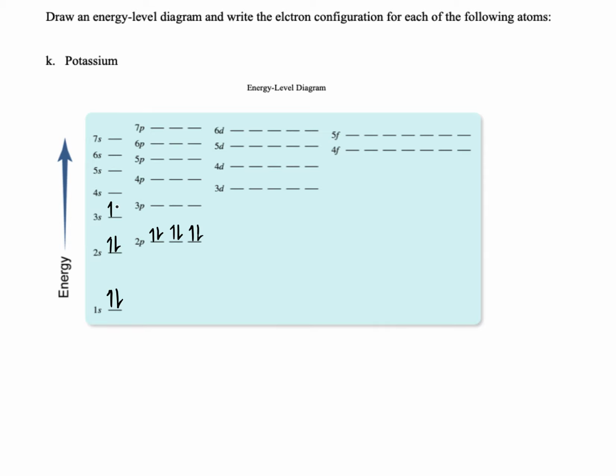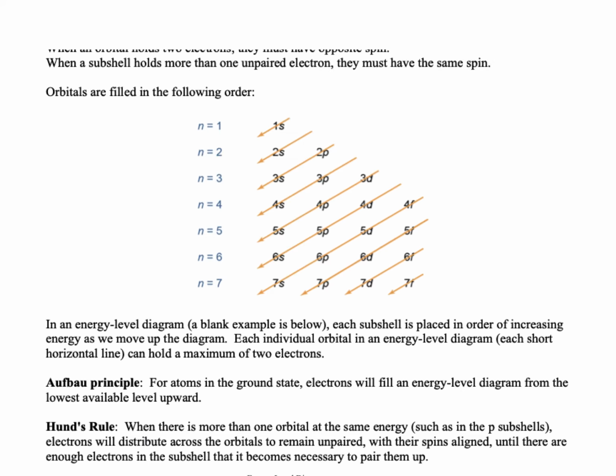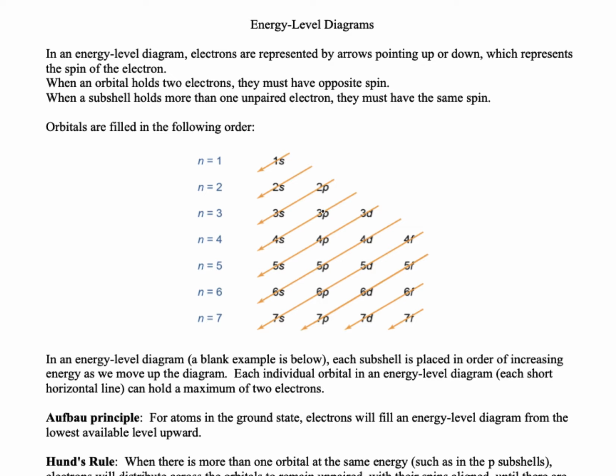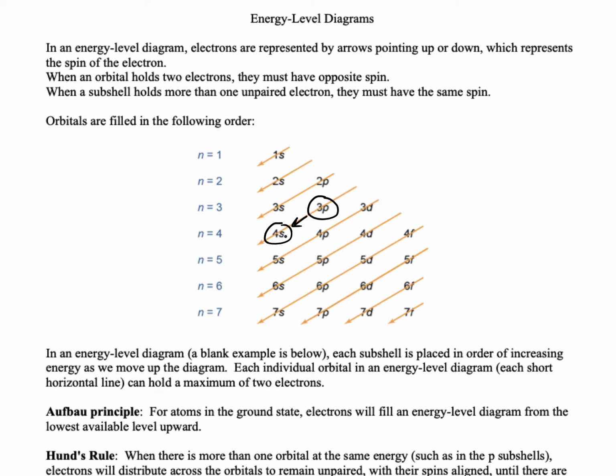We're going to fill 3s and even 3p. Notice that 3p does get filled first before 3d. And then the funny thing is, according to this chart right here, after 3p does not come 3d. After 3p, we're going to go to 4s. And that's where our final electron is going to go for potassium.